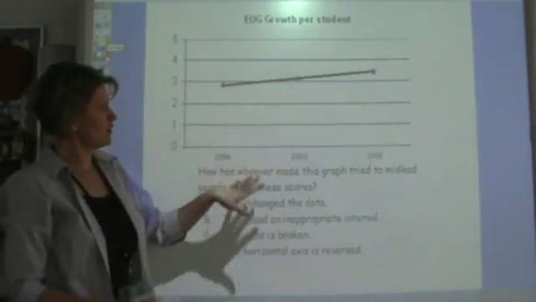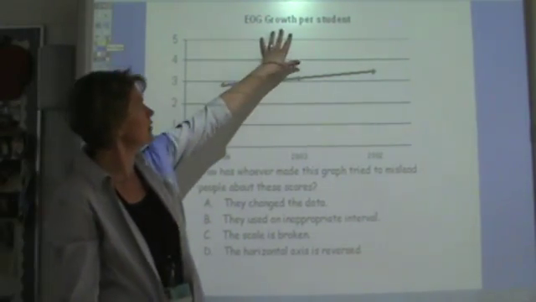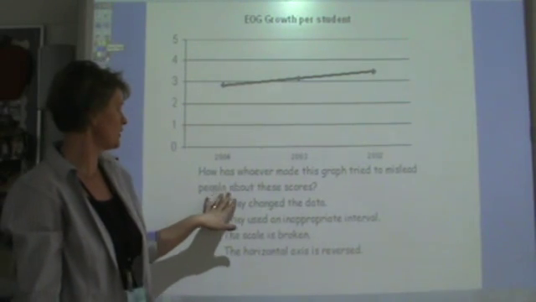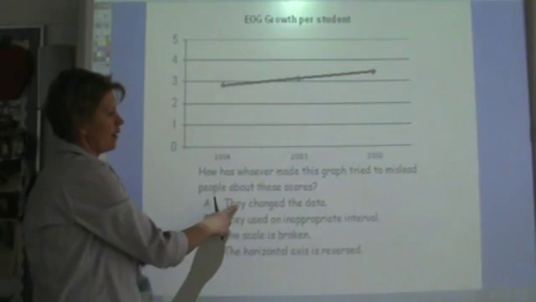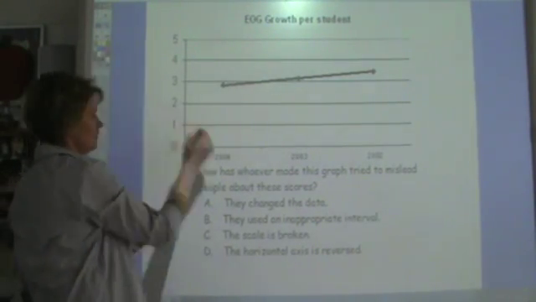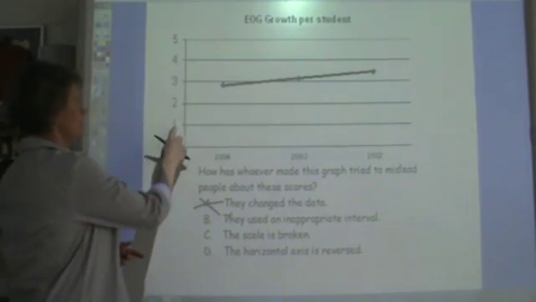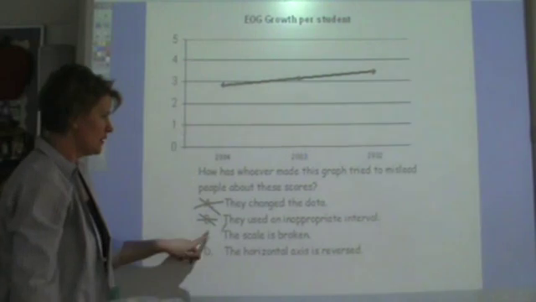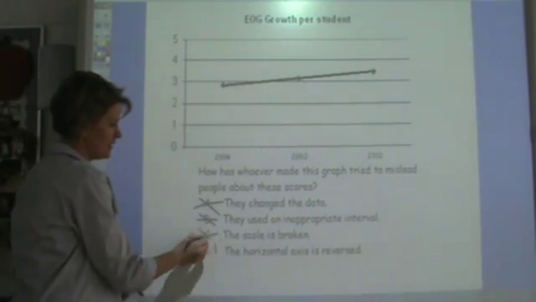All right, this graph was a little interesting. You don't see this one too often, but if you look real closely, it says EOG growth per student, and it asks how whoever made this graph has tried to mislead people about the scores. They changed the data? No, they didn't change the data. So it's not that one. They used an inappropriate interval? Well, they counted by ones, and that's okay. The scale is broken? Nope, everything's intact there, so it's got to be D.